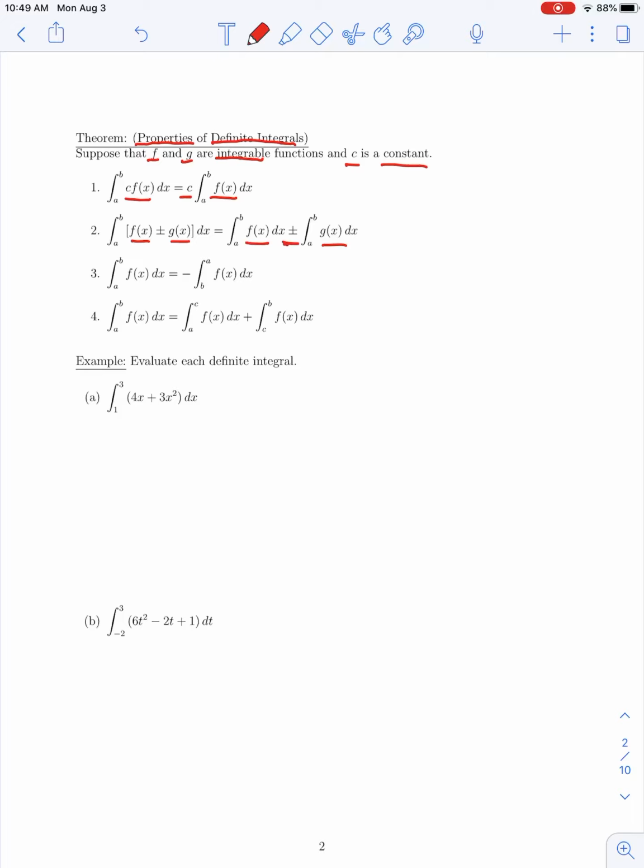But property number 3 says that if we're looking at the integral of a function, f of x, on the interval from a to b, that's the same as taking the negative of the integral of that same function, where our limits of integration, a and b, are reversed. So if I want to change the order of my limits of integration, say from a to b, moving from b to a, we would just take the negative of that value.